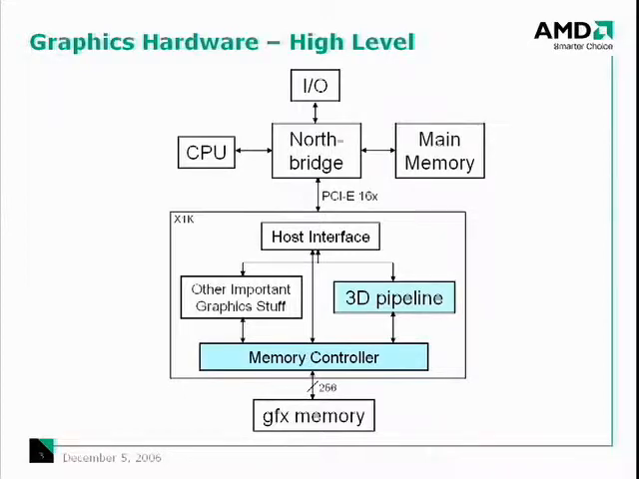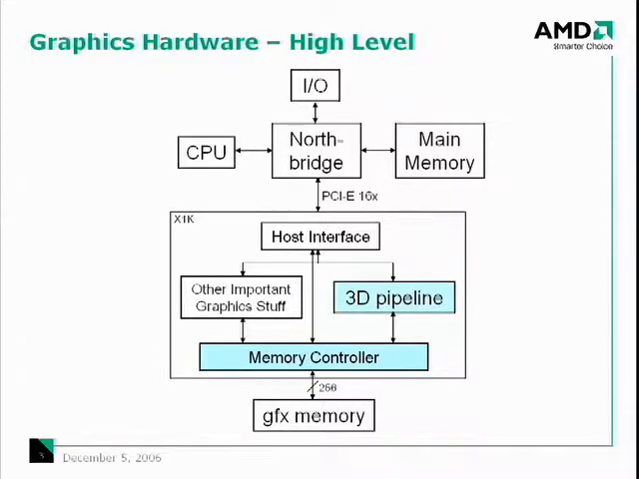So this is how the graphics hardware sits in your PC, in your system. It talks to this memory controller for the CPU called the North Bridge through this PCI Express 16X bus. Inside this thing, there's a host interface, a 3D pipeline, and a memory controller that goes out to graphics memory, which is on the card. And this is quite a wide bus, a 256-bit bus. Now I'm going to stick to the 3D pipeline and to some degree the memory controller.